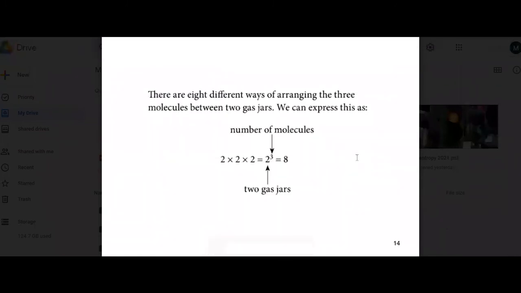So once again, there are 2 gas jars and there are 3 molecules, so the formula to find the number of possibilities of arranging these 3 molecules is 2 to the power of 3. 2 because of the 2 gas jars and then 3 because of the number of molecules. So there will be 8 possibilities of arranging.